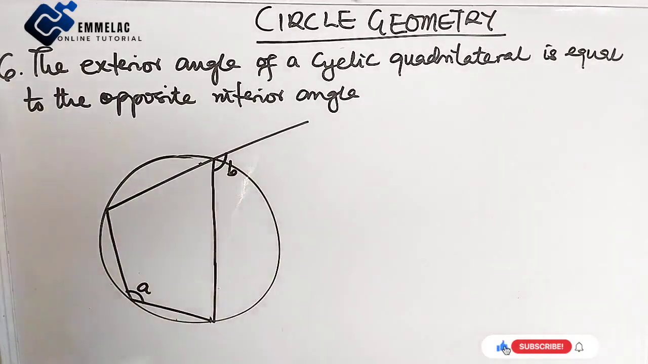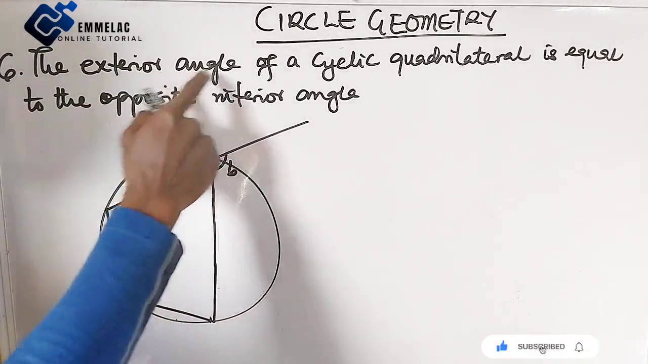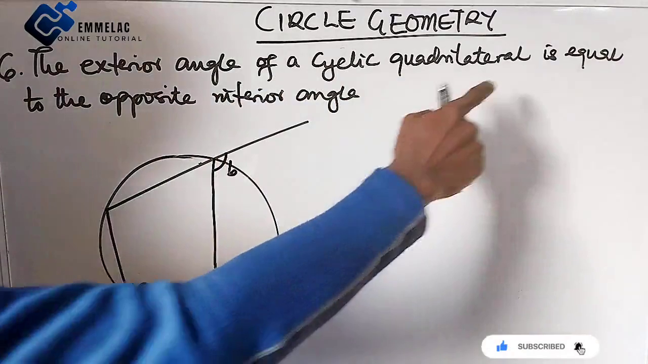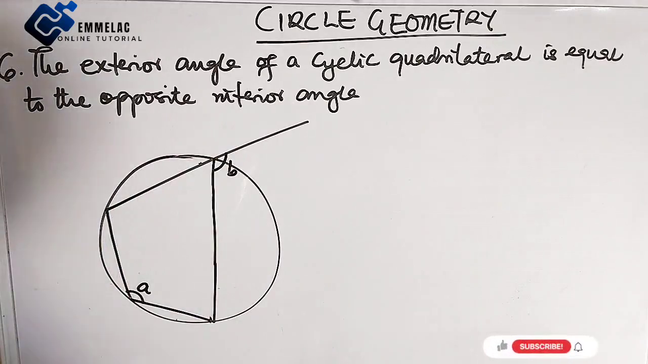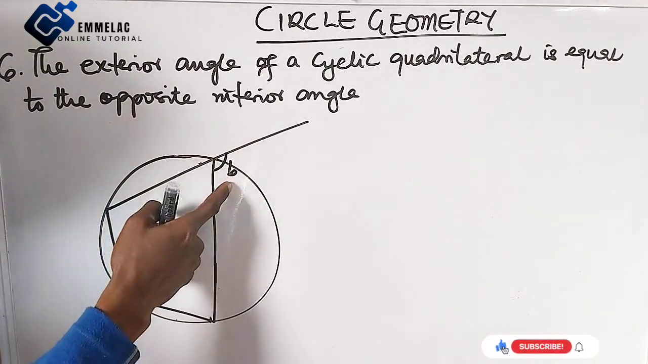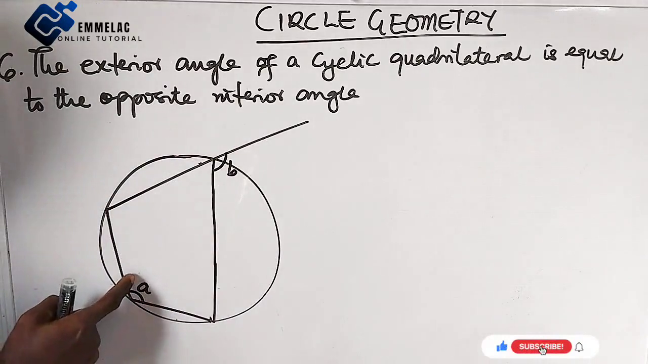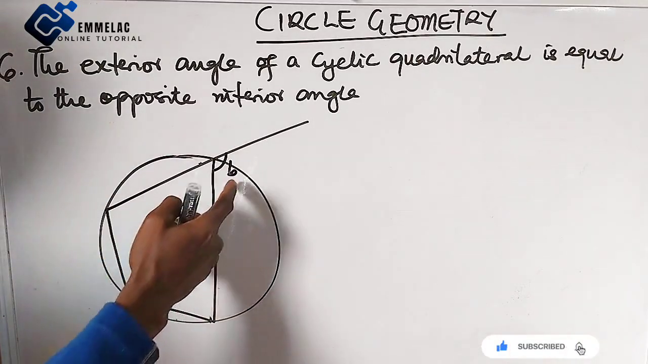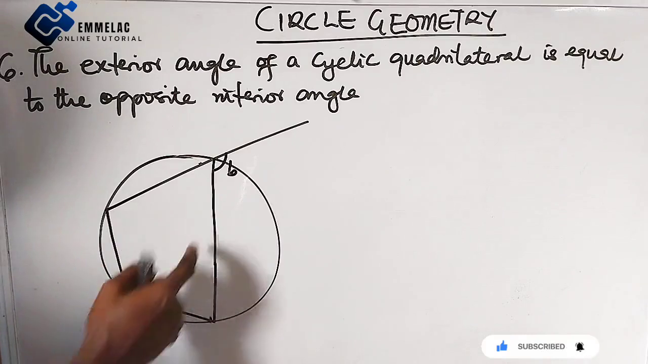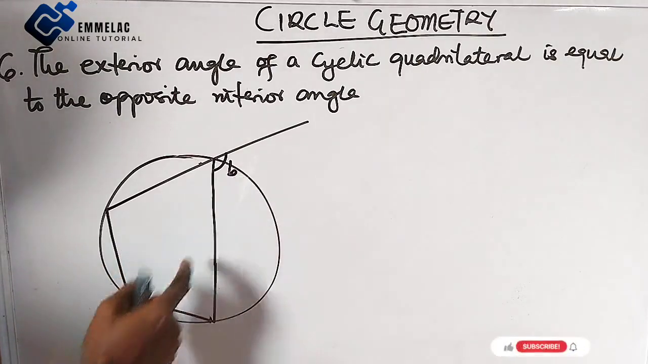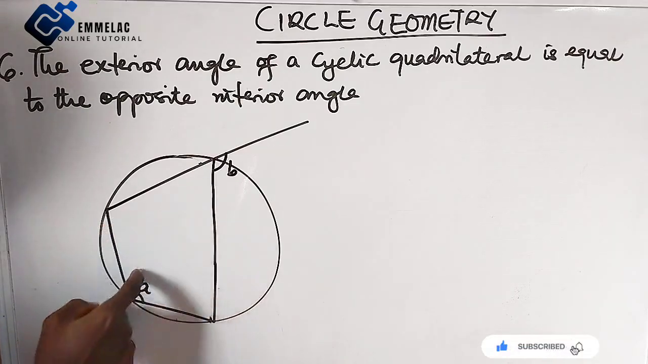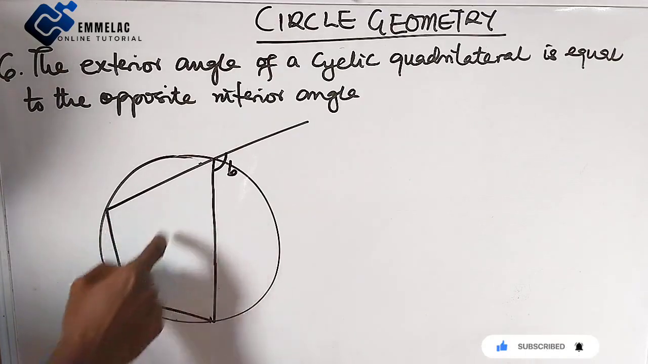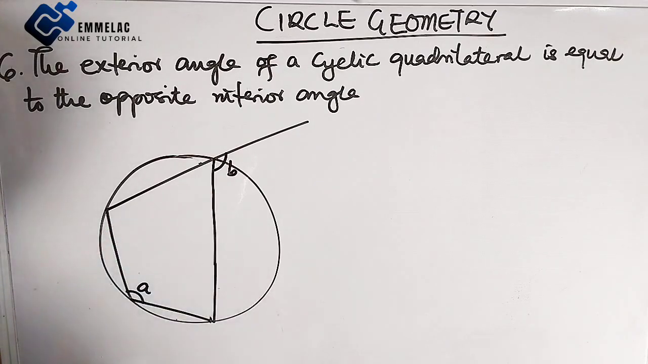For theorem 6, it says the exterior angle of a cyclic quadrilateral is equal to the opposite interior angle. The question is, what is the exterior angle? This is the exterior angle, and this is the interior angle. It definitely means that A equals B, or B equals A. From theorem 5 we said that opposite angles of a cyclic quadrilateral are supplementary, or sum up to 180.